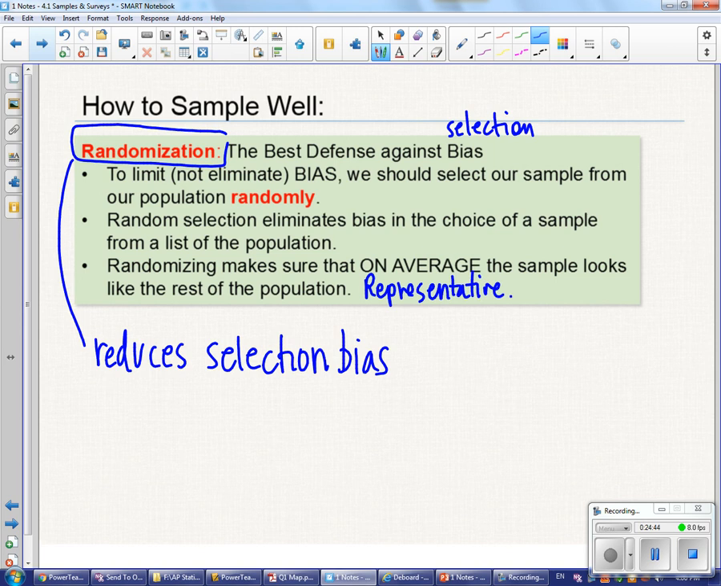Okay. So, for example, I used to teach at Annapolis High School. And at Annapolis High School, when I was there, roughly 40% of the student population was Caucasian, 40% was African American, and 20% was Hispanic. So if I were taking a sample of 100 students, I would expect there to be about 40 African American students, 40 Caucasian students, and 20 Hispanic students. And that would be representative.